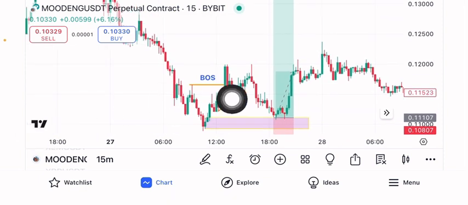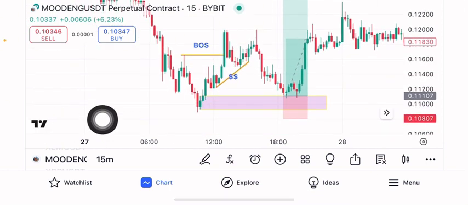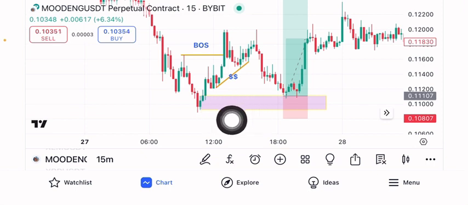So this is the break of structure that happened, and then this is the beginning. You can see that this is my beginning point. The first green candle is what I used as my beginning point, the starting point of the trend that broke the structure.